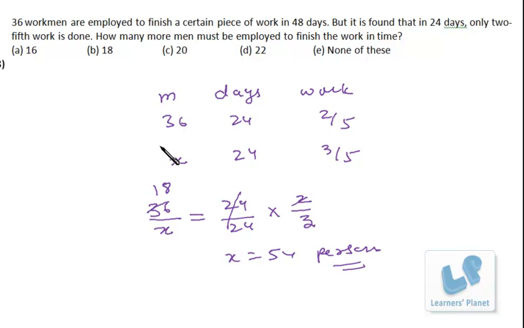That means 54 persons working for 24 days can finish 3 by 5th of the work. So 36 men were already there, and now 54 men should be there in all. So what is the additional number of persons required? That is 54 minus 36, that means 18. So I hope you are clear. Do attend the time and work session.